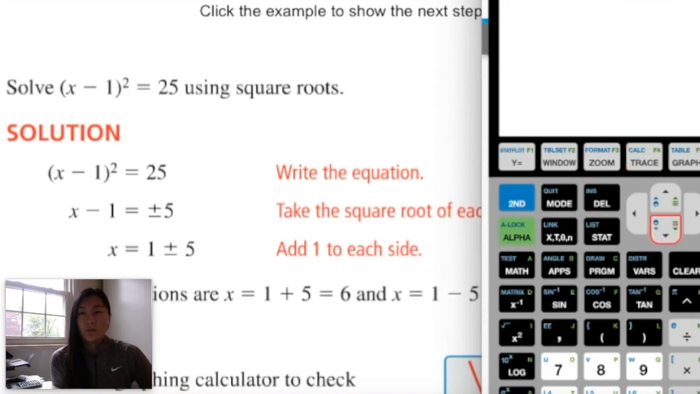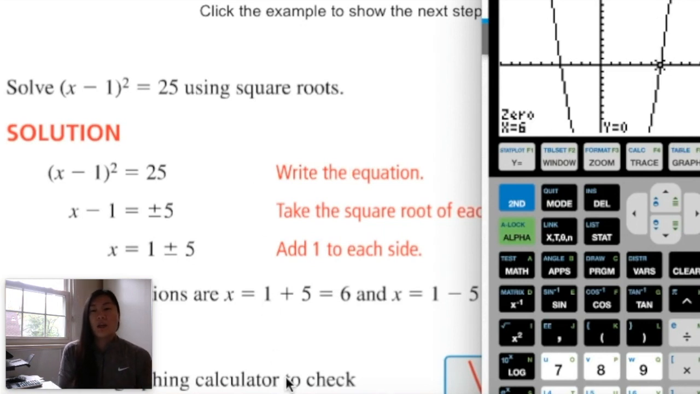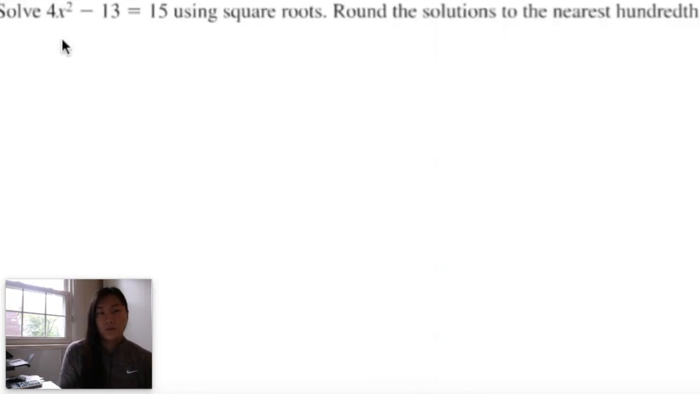Do that again, second calc, 0, and then you have to move over to the right all the way until you see the blinker come back around. And then my left bound this time is below my 0, so below my root, because my x value is smaller than the right bound. So enter, enter, and then guess, enter. 0 is 6, so x is equal to 6. So I do get 6 and -4 as the answer.